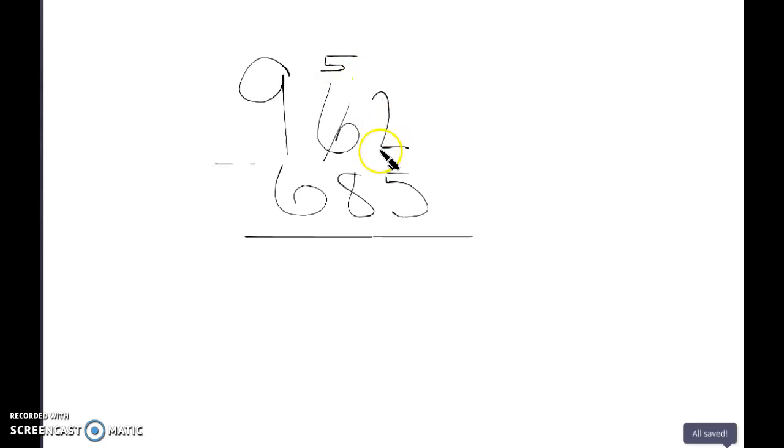And then essentially you have 6 tens, and you are going to take away 1 and give it to the ones column to make 10 ones. So that's going to be 12. 12 minus 5 is 7.